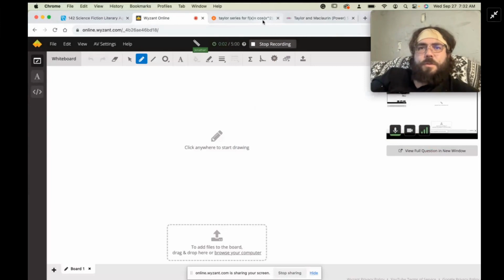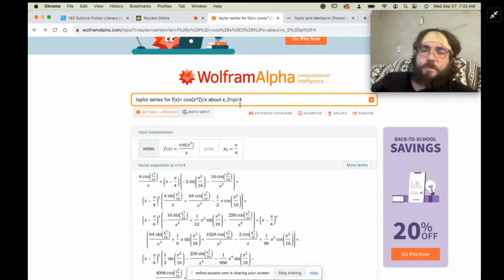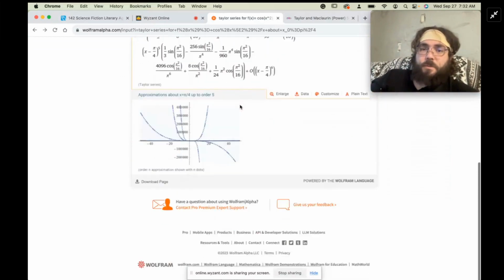Okay, so for this question, you're asked to find the Taylor series of f of x equals cosine x squared over x about x initial is pi over 4. So there's nothing complicated about this question. It's just tedious. The most arithmetic you really have to do is just taking the derivative multiple times, unless they want you to condense it into a single series, which in this case, it's not possible.